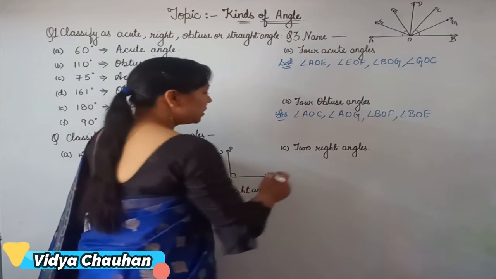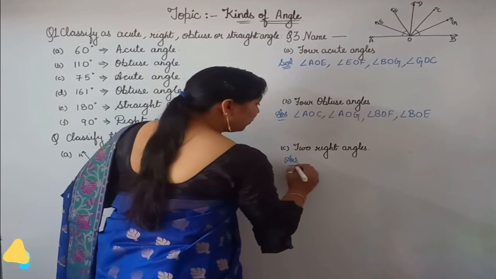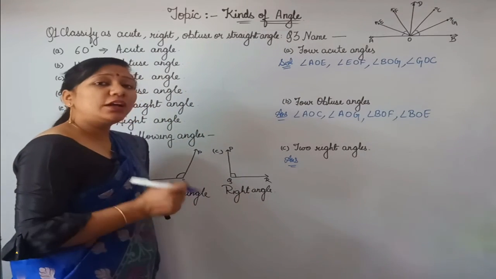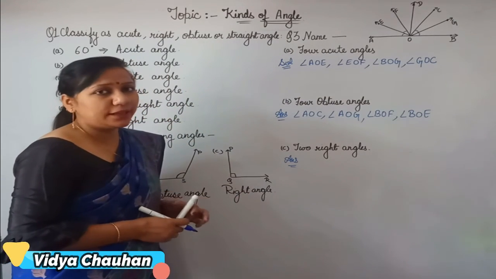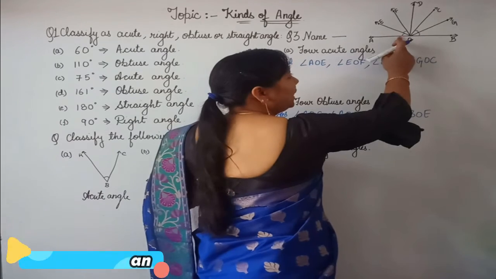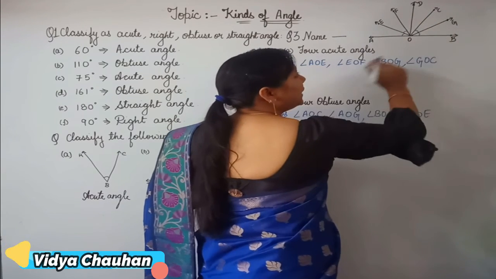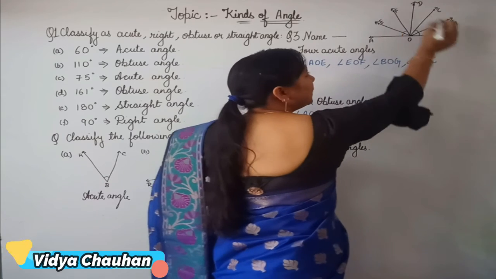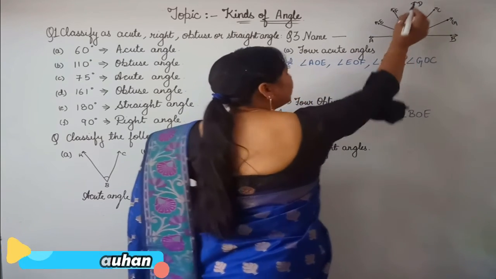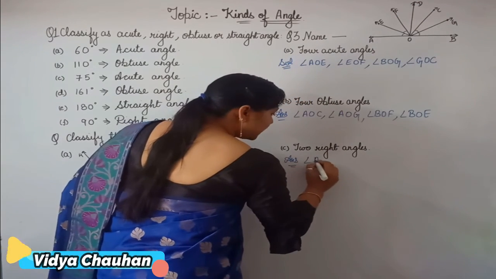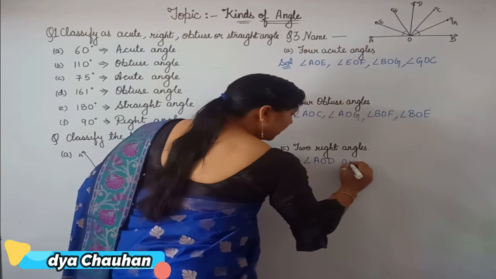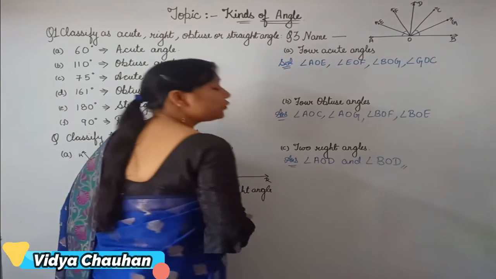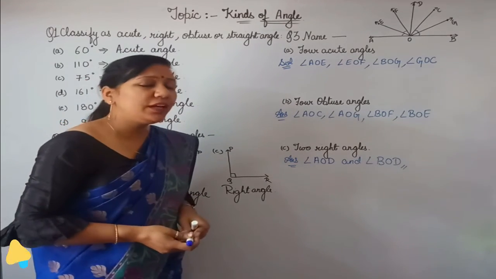In the third part, you have to write any 2 right angles. Right angle means the angle measurement exact of 90 degree. Clear students? So if we find 2 angles which are exactly of 90 degree, so you can find angle AOD and angle BOD. So the 2 right angles are angle AOD and angle BOD. So these are the 2 right angles in the given figure.